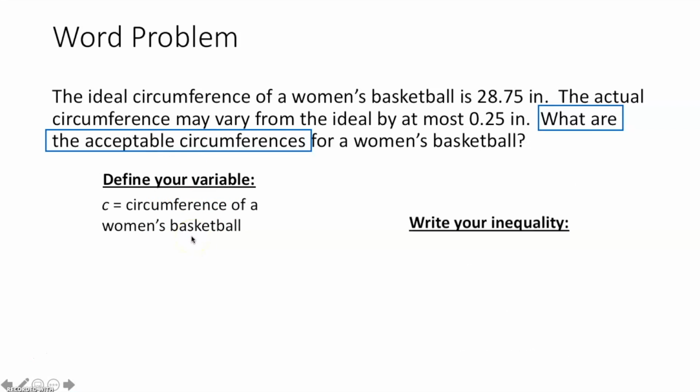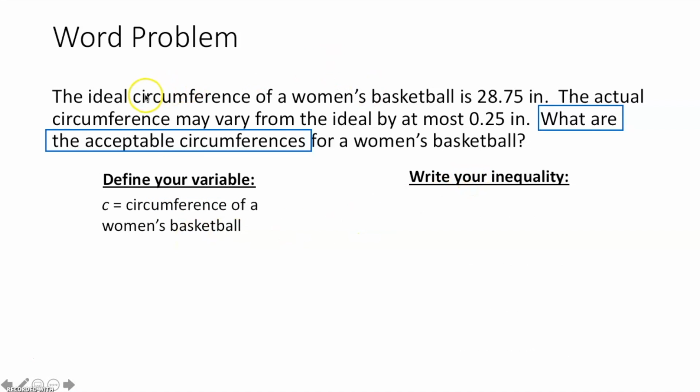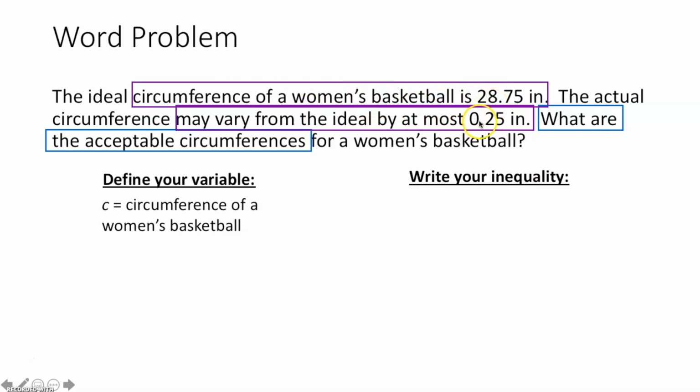of a women's basketball. Now when I write my inequality, I use all the other information. I know the ideal circumference is 28.75 inches, and the circumference may vary by at most 0.25 inches. Now let's go ahead and write our inequality using this information. So what can we do? Well, we know the ideal circumference is 28.75, and we have the circumference of a ball. So if we take this circumference and subtract the ideal circumference, it'll give us how much it varies from the ideal circumference. And then that difference has to be less than or equal to this 0.25, because the most it can vary is 0.25.